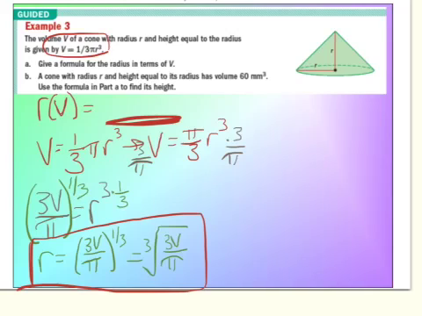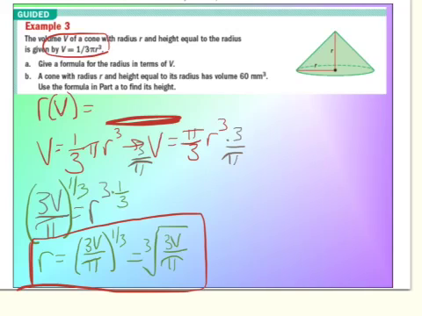Part B: a cone with a radius of r and height equal to its radius has a volume of 60 cubic millimeters. Use the formula of part A to find its height. So what we want to do here, the height and the radius are the same thing, so it's already set up. All you need to do is put the volume in here.